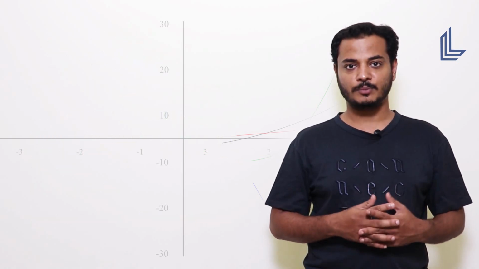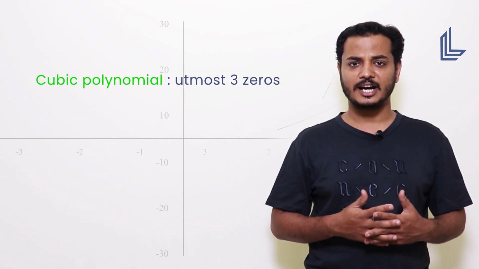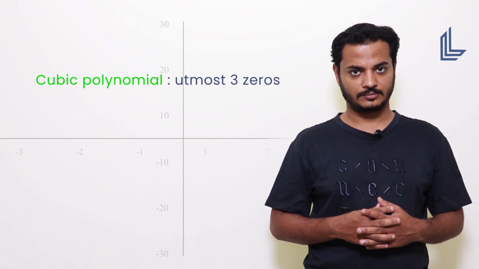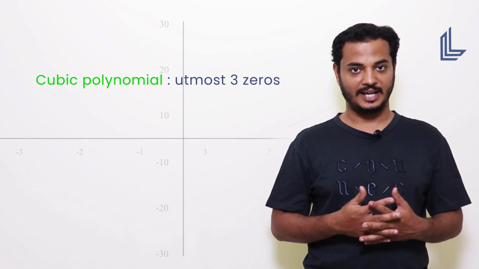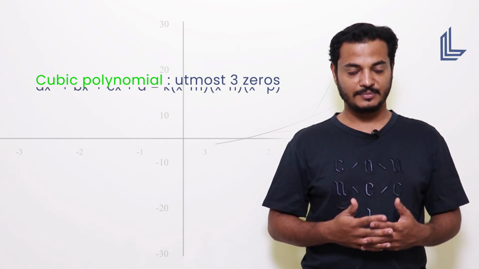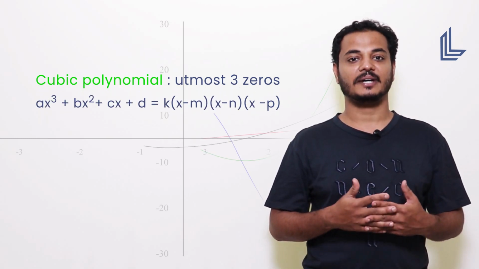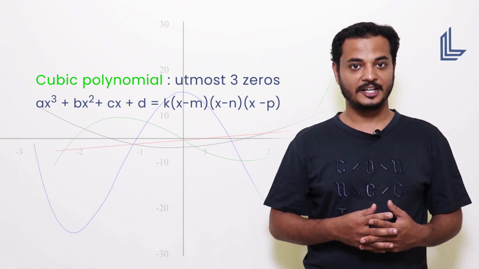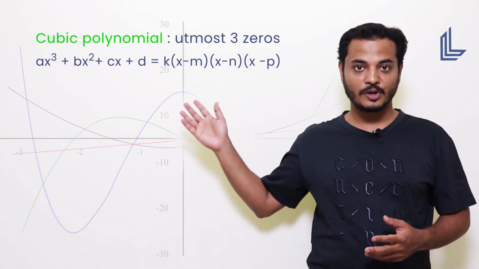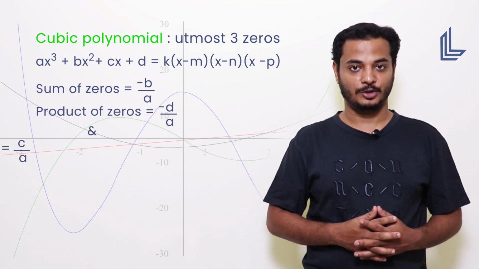Similarly, for a cubic polynomial, we have learned that it can have at most 3 zeros, which means I can factorize the cubic polynomial as x minus m into x minus n into x minus p. Following the same process as we did for quadratic polynomials, we get the following results for cubic polynomials.